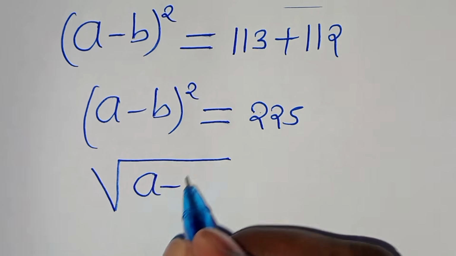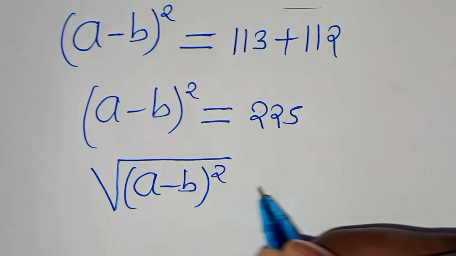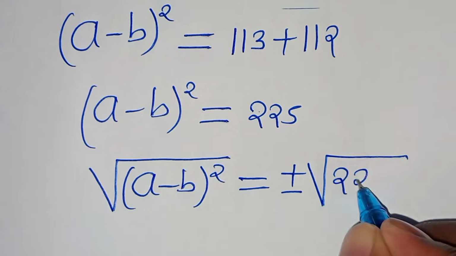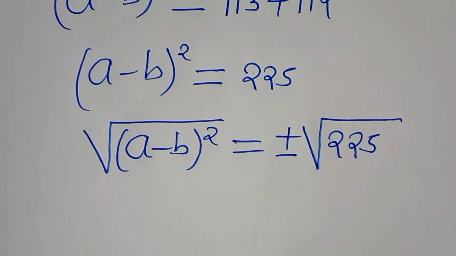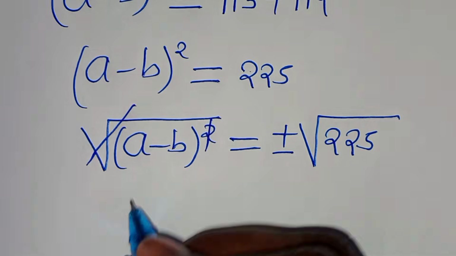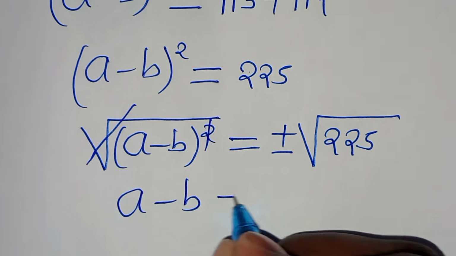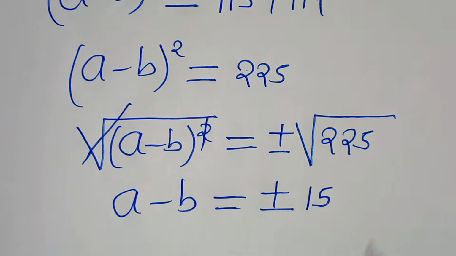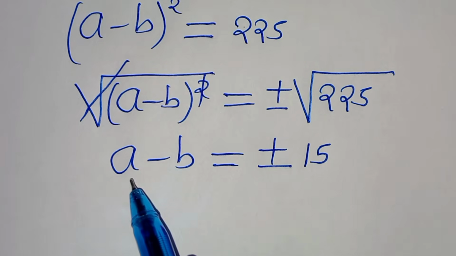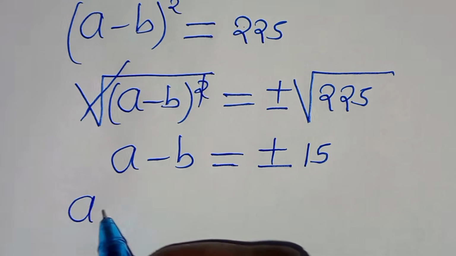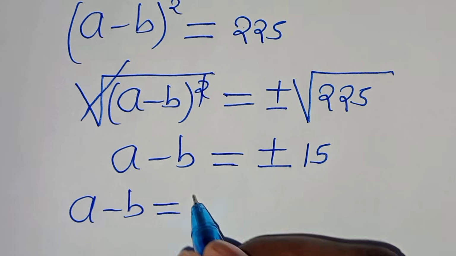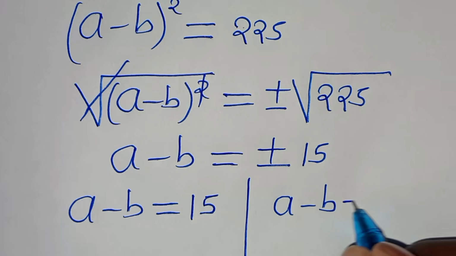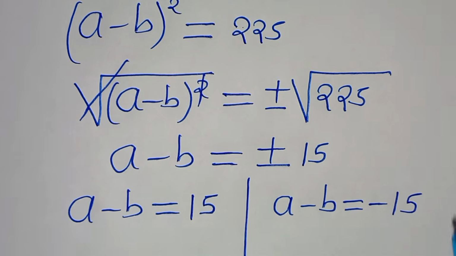This is the square root of (A minus B) raised to the power of 2, which is equal to plus or minus the square root of 225. So let's eliminate the square root sign here so that we have A minus B equal to plus or minus the square root of 225, which is 15. So we have two values of A minus B. We have A minus B equal to plus 15, and we have A minus B equal to minus 15.